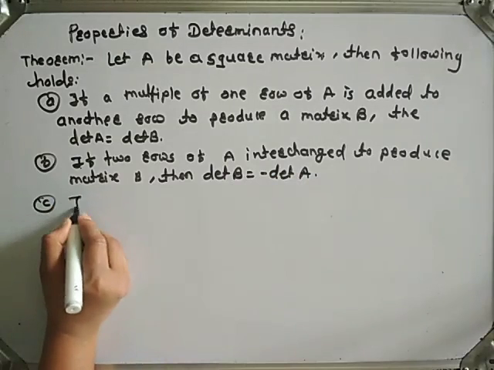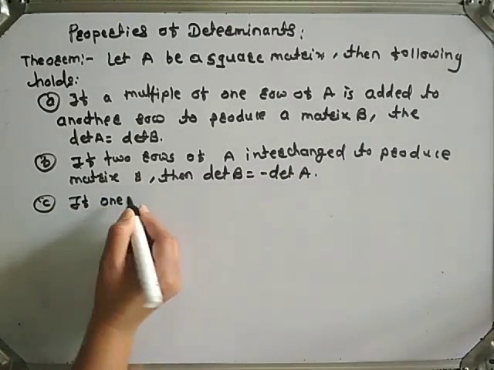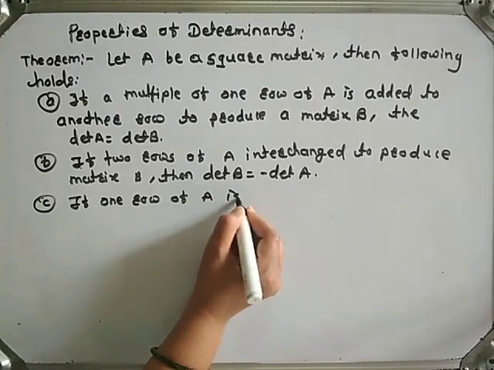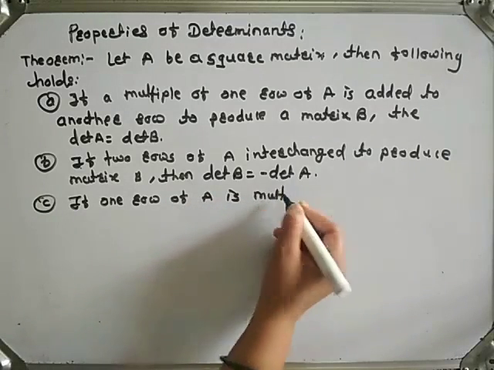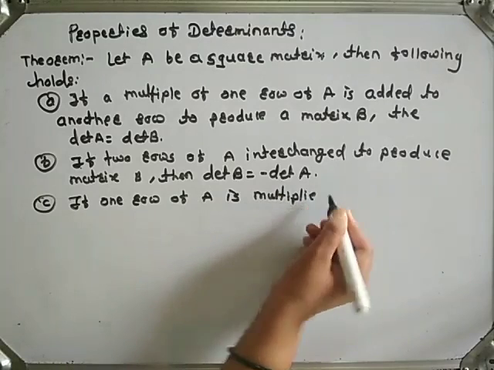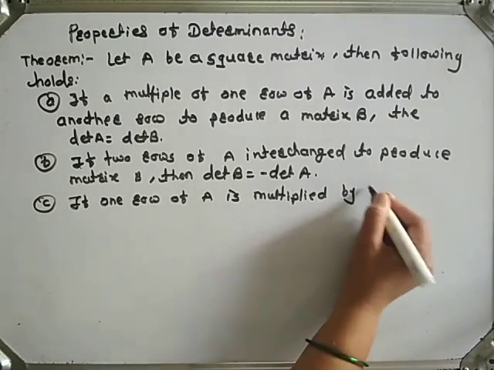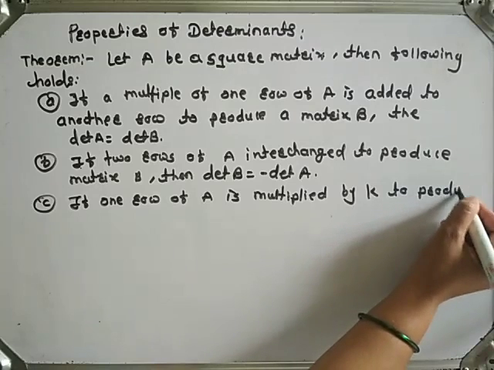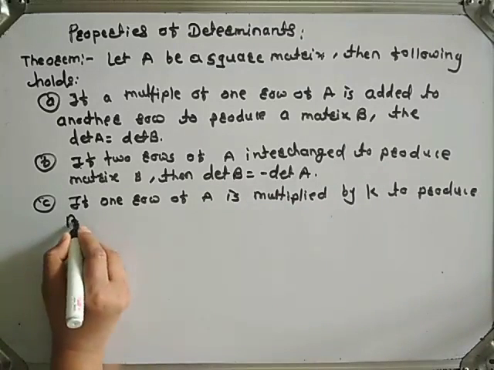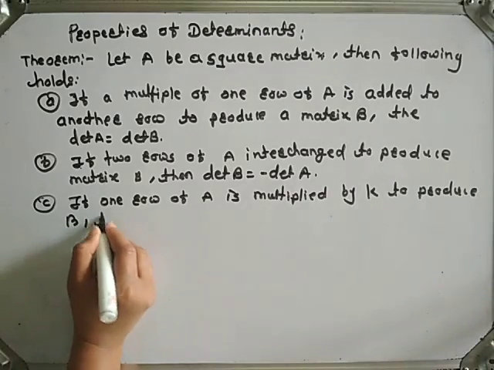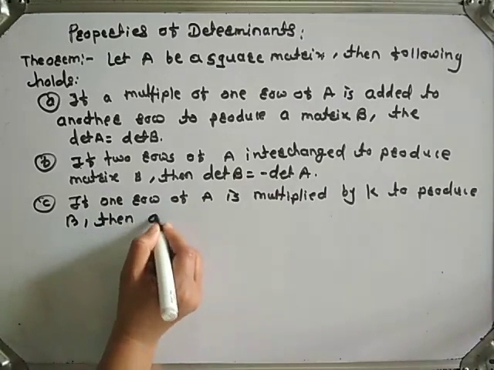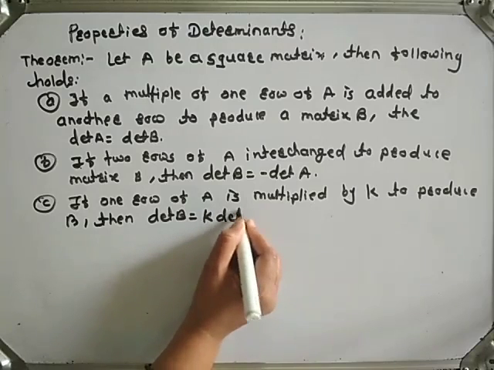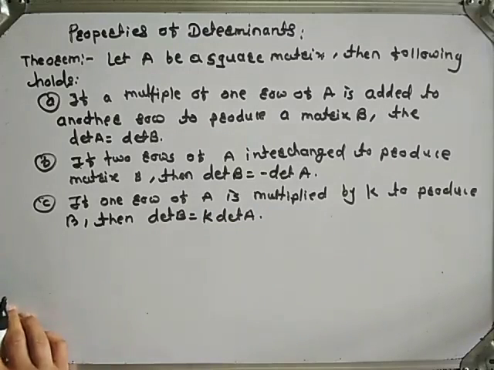C, if one row of A is multiplied by K to produce B, then determinant of B is equals to K into determinant of A. Okay.